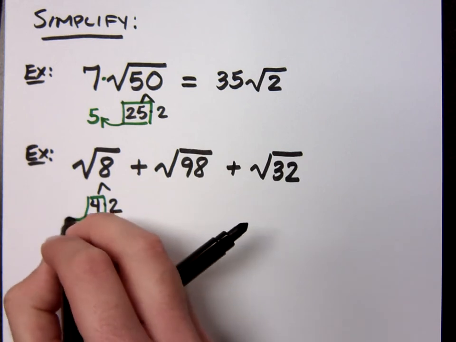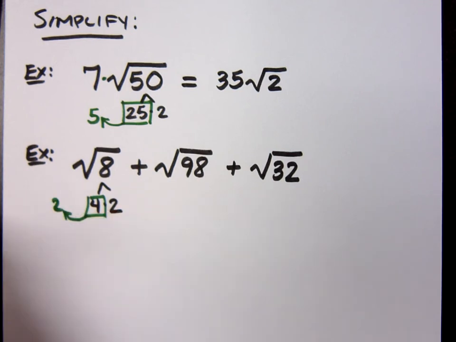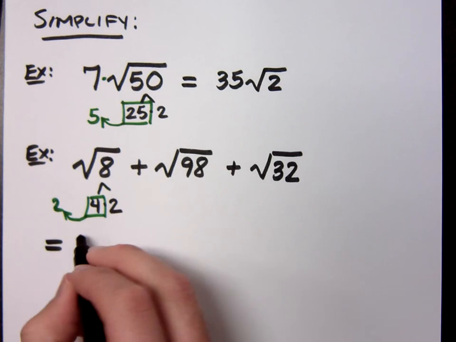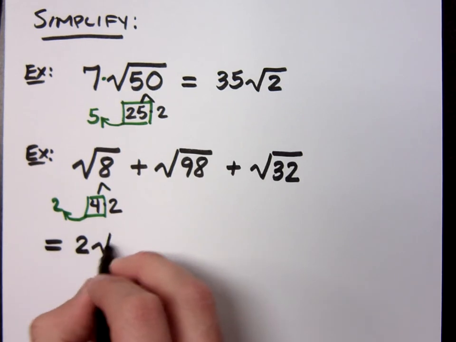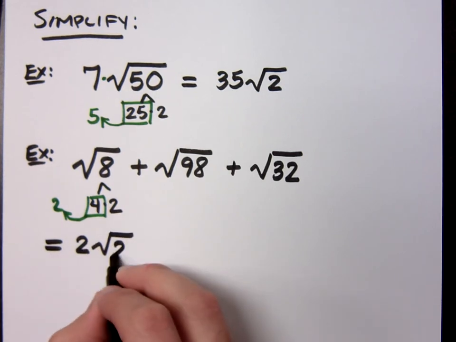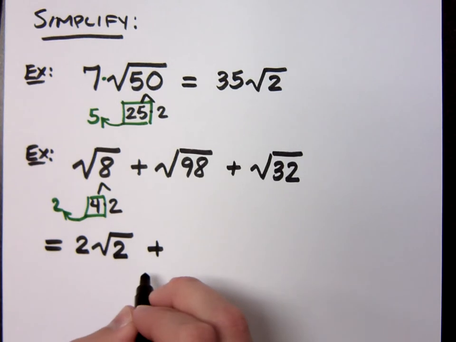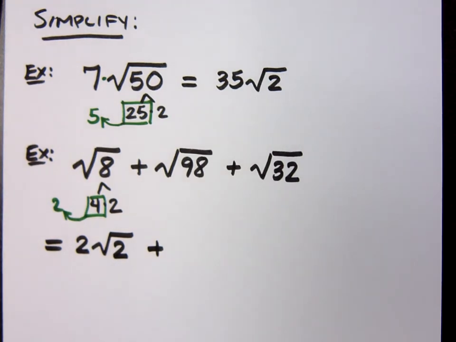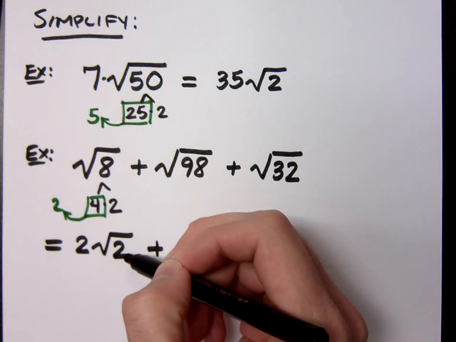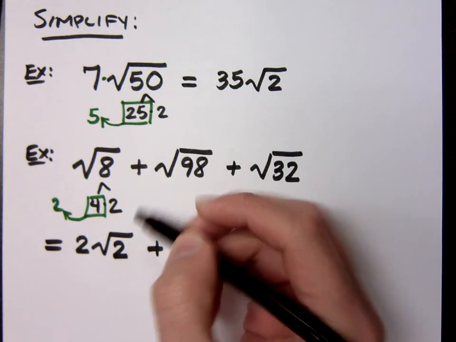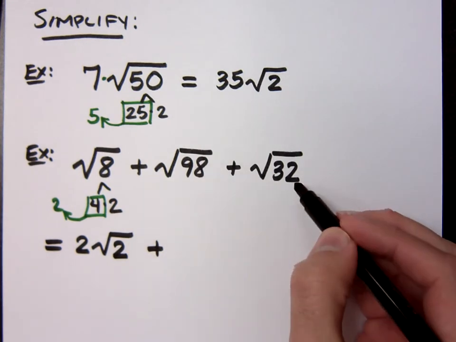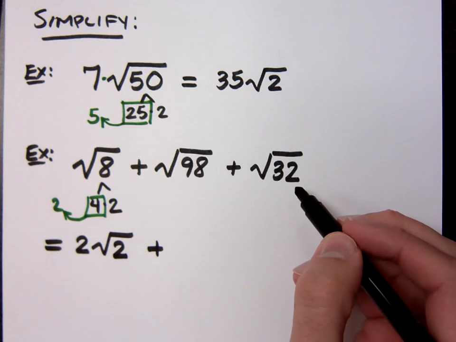So what's the square root of 4? 2. So what does this first term become? 2 square roots of 2. Now, I want you to think about this. If I had a 2 left over here, it would sure be nice if I had 2 left over here for these guys, which would make them like radicals.